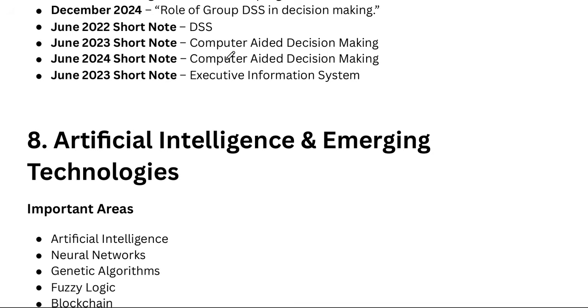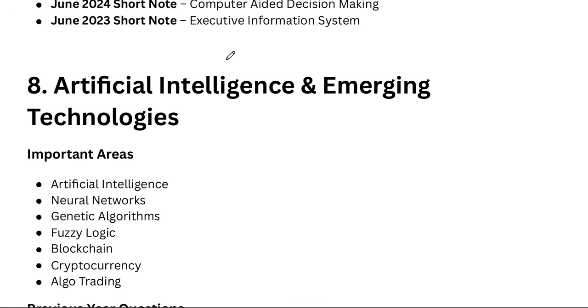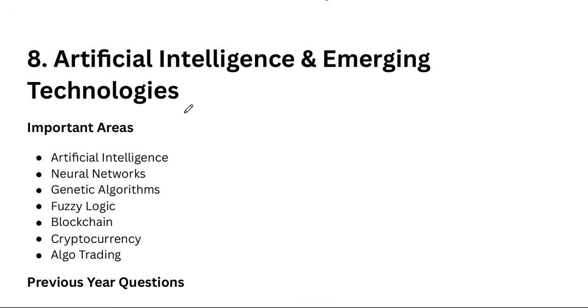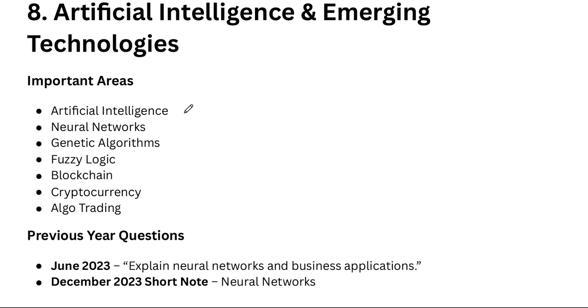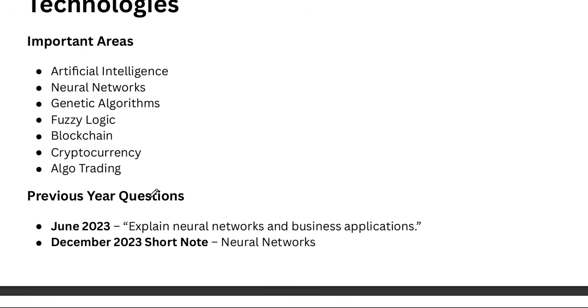Next one is AI, so AI and emerging technologies. This would be very familiar, and you would be able to answer these questions very easily with a little bit of understanding. The important topics are artificial intelligence, neural networks, genetic algorithms, fuzzy logic, blockchain, cryptocurrency, which are very common nowadays, and the next one is algo trading. Mainly short note questions are asked from these topics. Especially you should understand the goals of AI, what is a neural network, and what is a blockchain. You can score 10 marks or 20 marks easily from these areas.